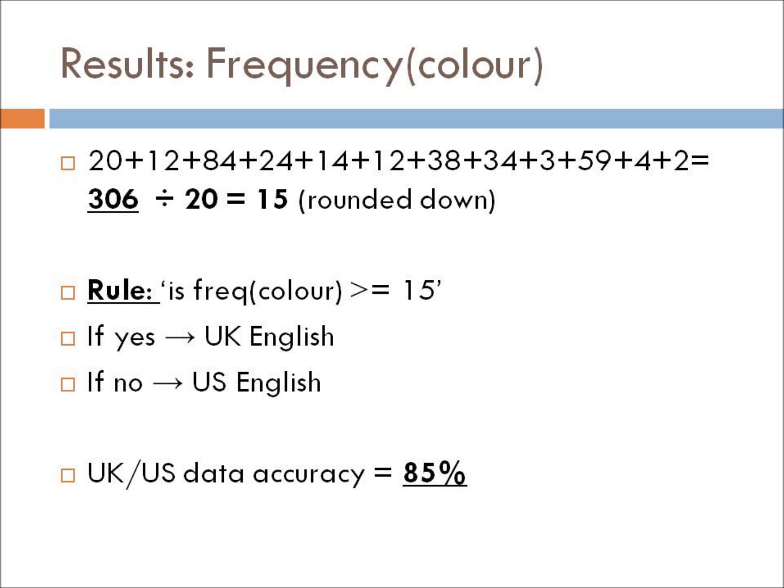I began with the frequency for the UK spelling of colour. I worked out the average of the feature values in the UK-US data, which meant the rule I would use was whether the frequency of UK colour was greater than or equal to 15. If it was, then I would classify the data as UK English. If not, it would be US English. The test on the UK-US dataset came back as 85%, which I thought was good enough to use.